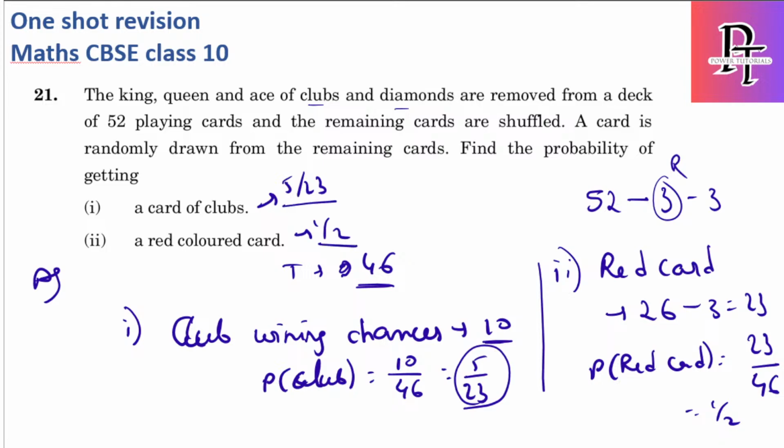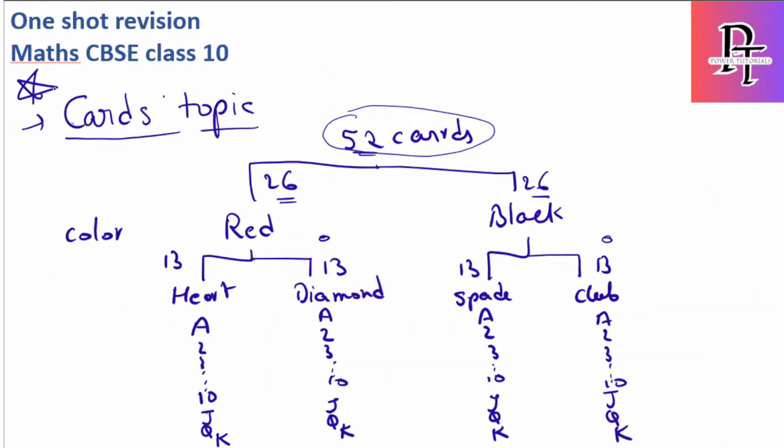Let's go to the next question. Every time, just find the total first, then go for winning by total. That's why I told you we need to know how many clubs are mentioned, how many diamonds are present, how many red cards are mentioned. Based on that we can solve any question. That's why this flowchart is very important to remember: 52, out of which 26 are red and 26 are black. In these, we have 13 hearts, 13 diamonds, 13 spades, 13 clubs.